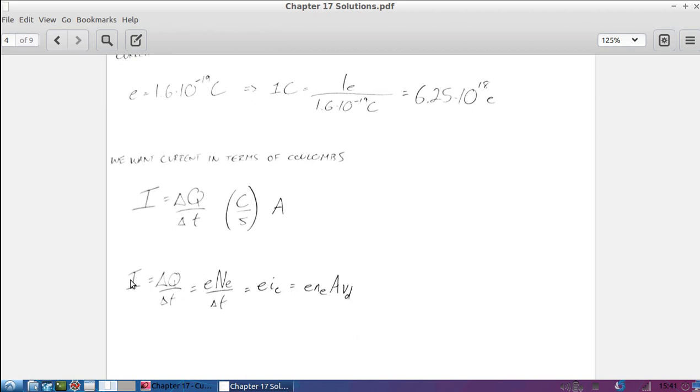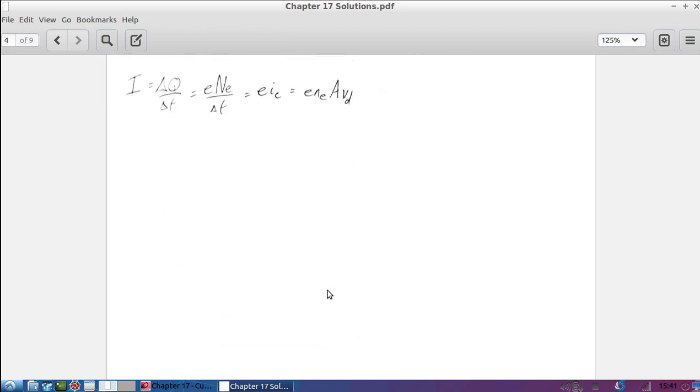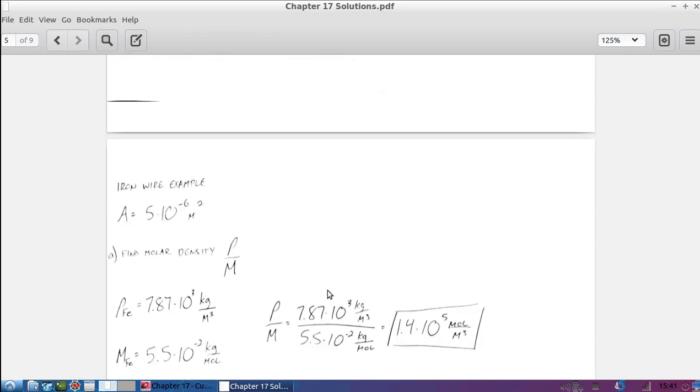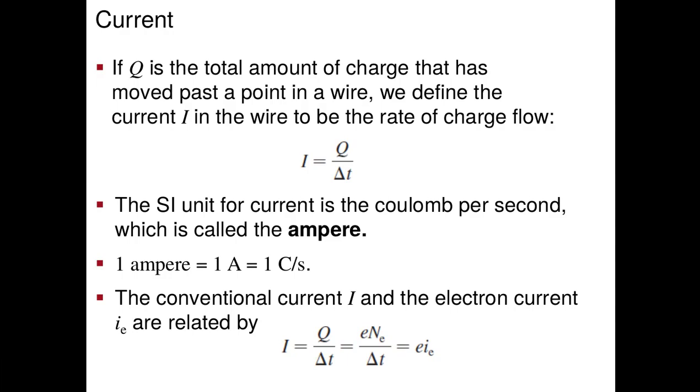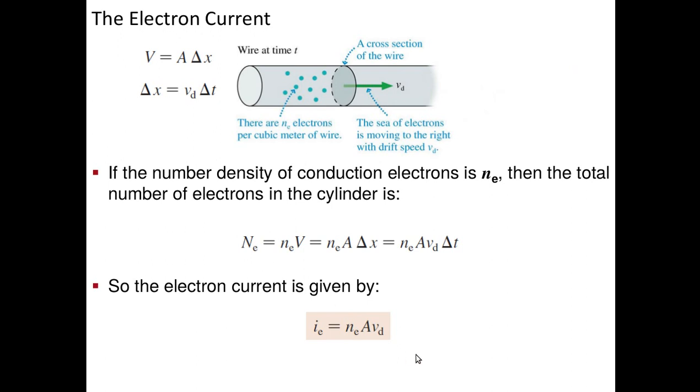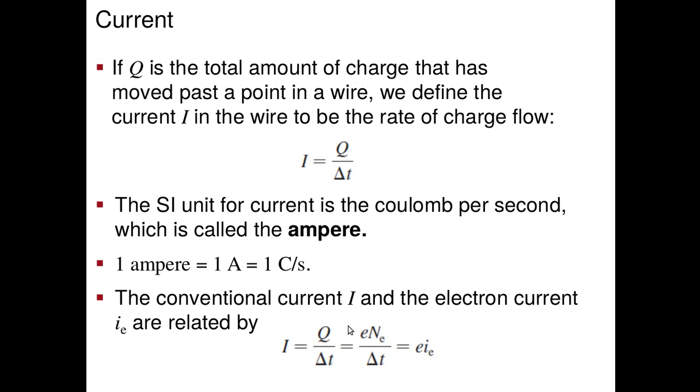So another way I could write my current is substitute n sub e times the cross-sectional area times the drift velocity in for the electron current. And this is another expression that I could use if I'm asked for the conventional current. So we've got a lot of variables, a lot of expressions, a lot of stuff to keep straight, but I try to focus on the main ones by highlighting them in the slide here.